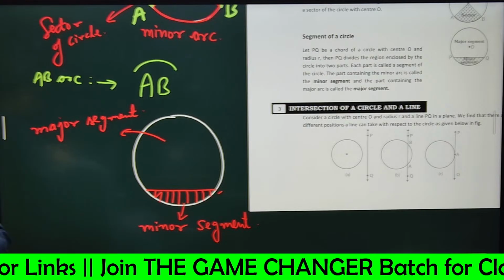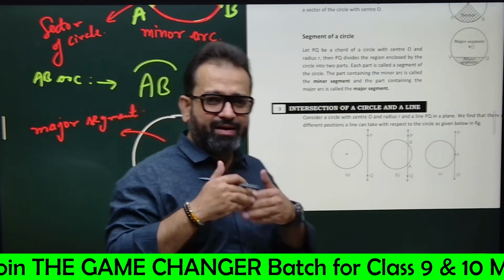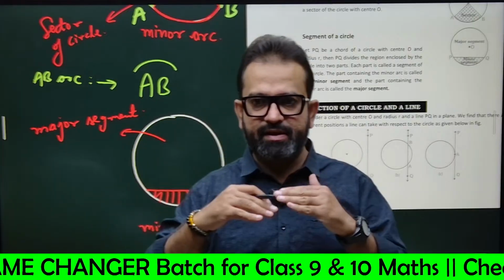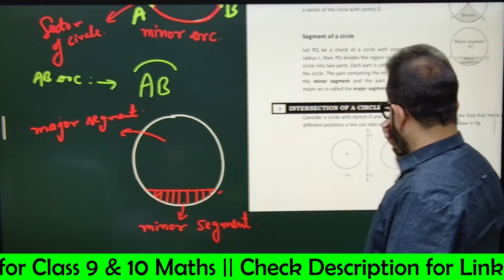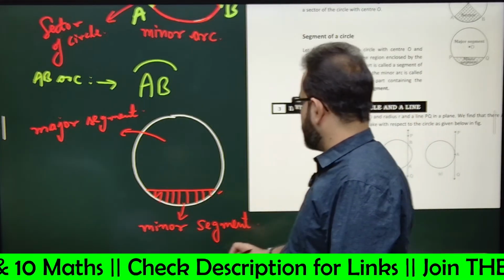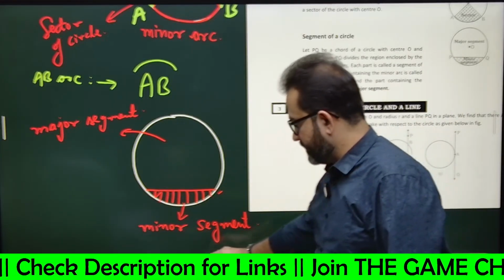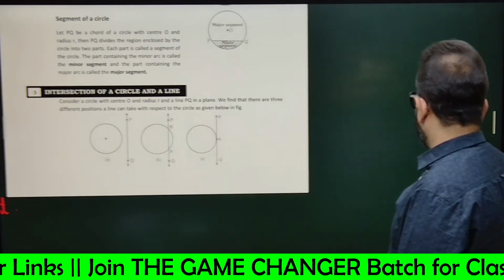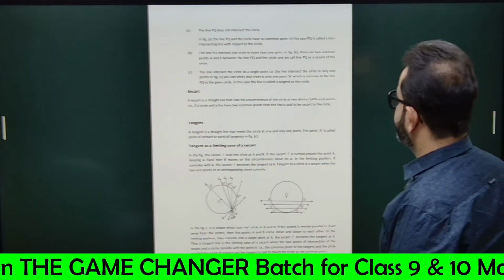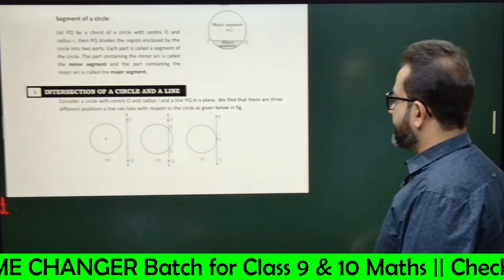Sorted. Yes or no, sir? A minor arc will produce a minor segment. A major arc will produce a major segment. Okay. Intersection of a circle and a line. It could be done in three ways. So we'll explain what those three ways are.